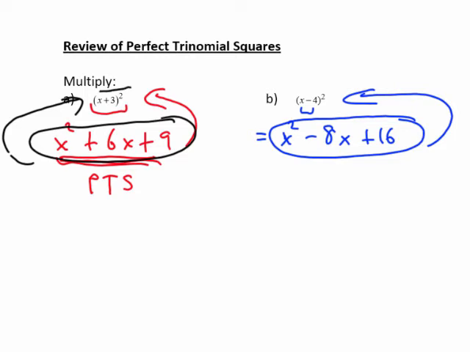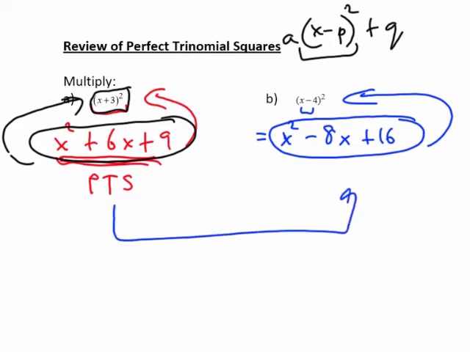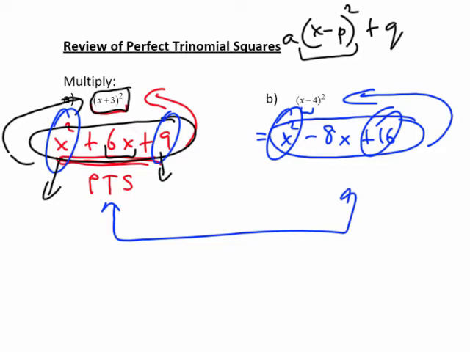Because you'll notice that binomial squareds are the kind of thing that appear in the standard form of a parabola, a x minus p squared plus q. This binomial squared is a crucial part of that. So in terms of recognizing a perfect trinomial square, you'll notice that in both of these trinomials, the first and the last terms are perfect squares. And that has to be to have a perfect trinomial square. Now the middle term has to be double the square root of the two end terms.